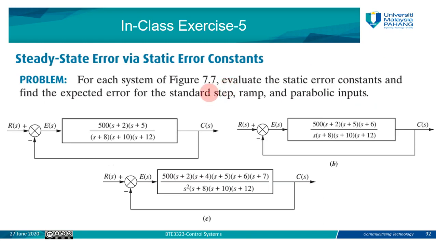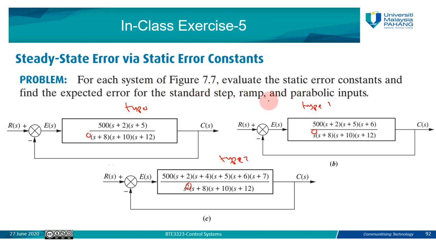This is another class exercise, and it also shows you different types of systems. The first system is type 0, the second system is type 1, and the third system is type 2. This all depends on the value of n, the power of s. Here n equals 1, here n equals 2, and here n equals 0 because there is no s. So we call it type 0, type 1, type 2. Evaluate the static error constants and define the expected error for the standard step, ramp, and parabola inputs.